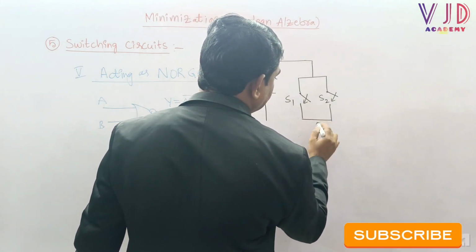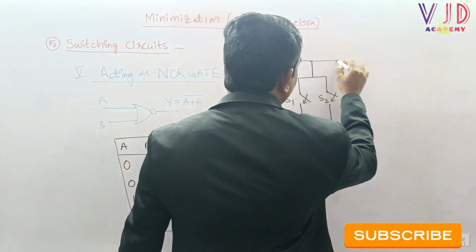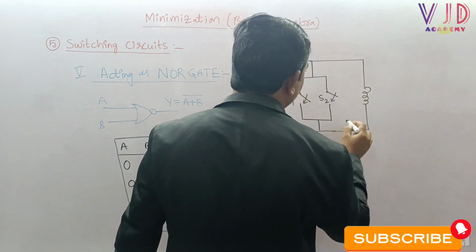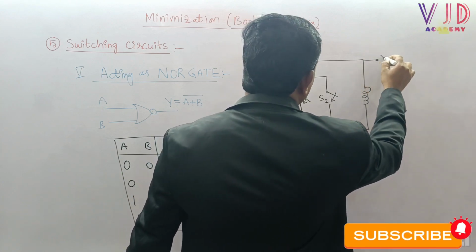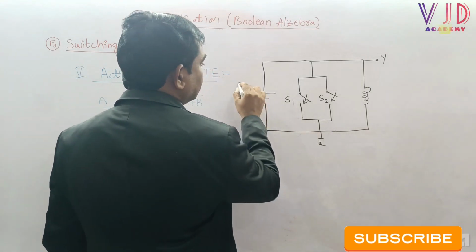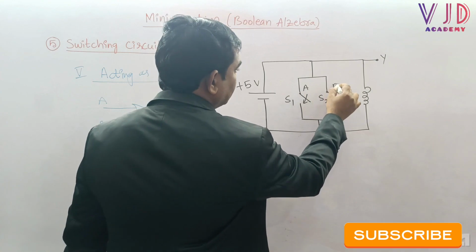I would like to connect these 2 switches in parallel to each other, and then finally I want to connect one bulb here. This bulb will be parallel to both the switches. I would like to take output Y. Sir, here we can say this is ground and then this is plus 5 volts power supply. Here A input and then B input.